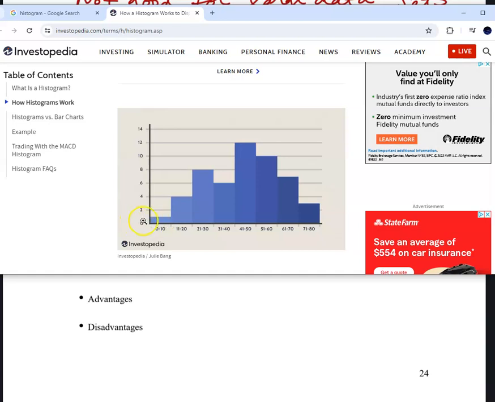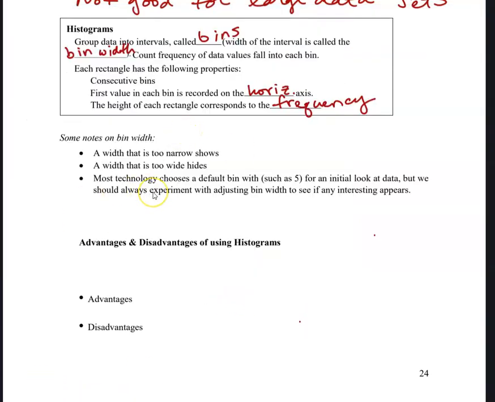So along the same lines as a dot plot, you can see the shape of the graph pretty quickly, and you can see the frequencies within each bin. A couple of other notes on bin width. A width that is too narrow will show too much detail. On the other hand, if the width is too wide, it hides the detail. Basically doesn't show enough detail.